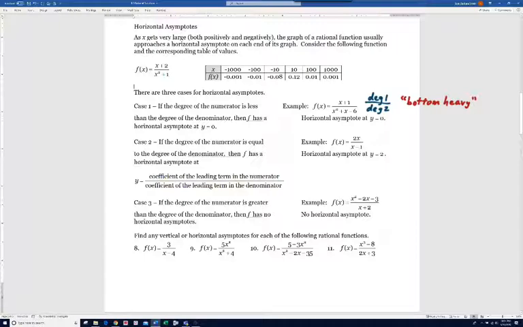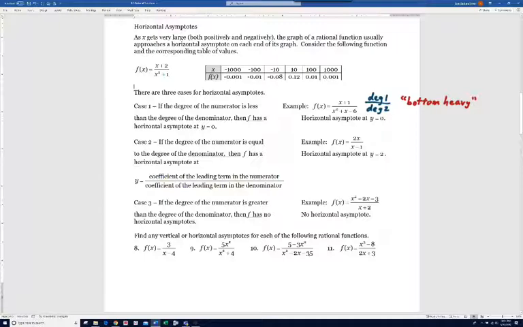So in this case, the horizontal asymptote will be at y equals 0. I've got these little phrases that will hopefully help you remember the three cases. In case 2, if the degree of the numerator is equal to the degree of the denominator, then f has a horizontal asymptote at y equals the coefficient of the leading term in the numerator divided by the coefficient of the leading term in the denominator.